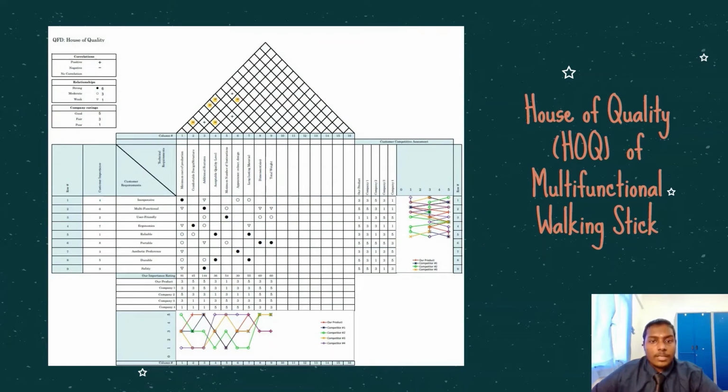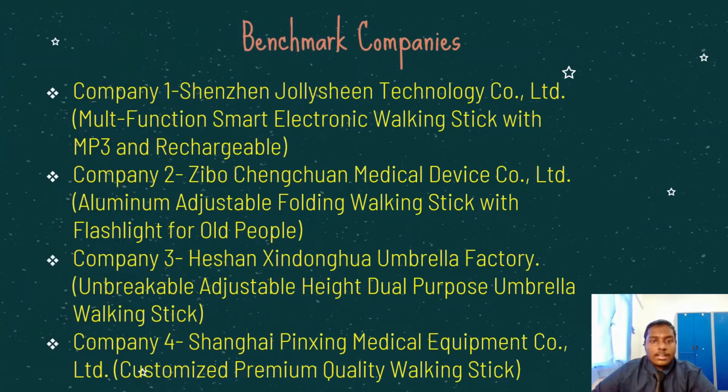For this product, we integrate 9 customer requirements such as cheap cost, multifunctional, user-friendly, ergonomic, safety, and also 9 technical requirements such as minimum cost of production, comfortable design, additional features, minimum number of instructions, and more. Every requirement has their own relationship with each other. During developing this house of quality chart, we were able to benchmark 4 companies that manufacture the walking stick.